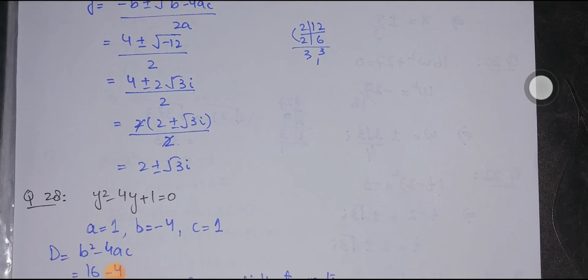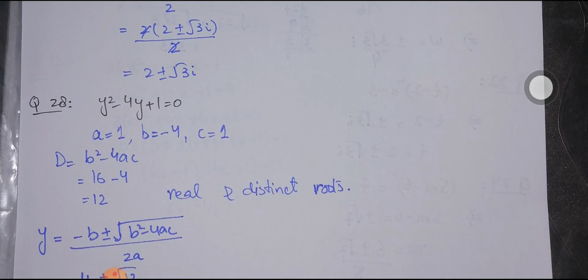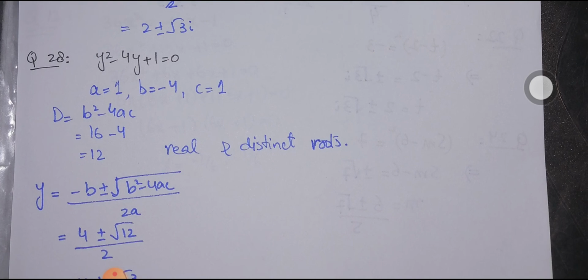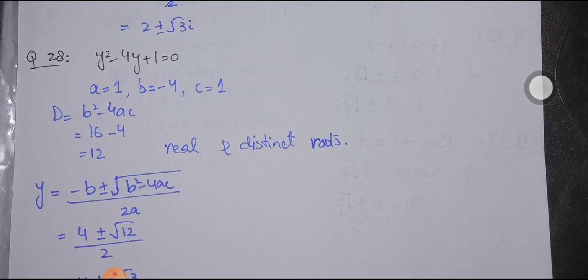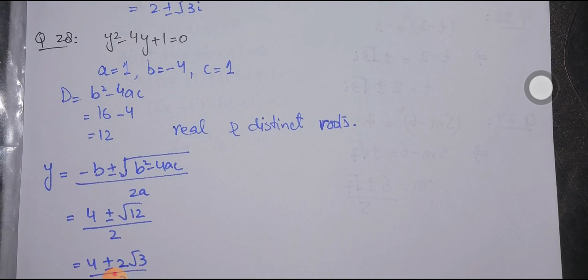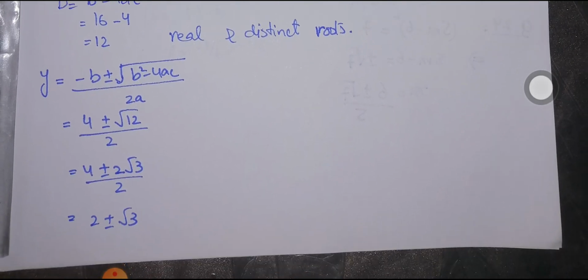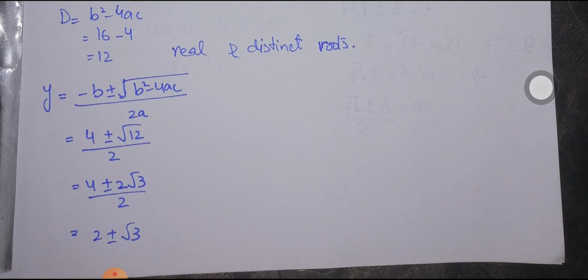Next we have question number 28. Y square minus 4y plus 1 is equal to 0. That is, a is 1, b is minus 4, and c is equal to 1. The discriminant is 12, which is positive, so we will have real and distinct roots, and by the quadratic formula we get the roots 2 plus minus square root of 3.